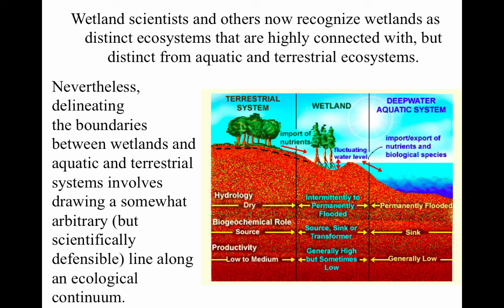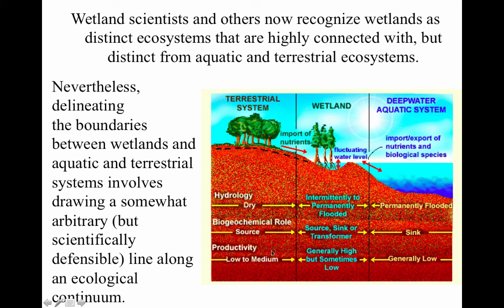So it's not like there's a line drawn on the earth that says this is a terrestrial system, and this is wetlands. And even the difference between wetland and the typical aquatic system is not always clear. But when these lines are drawn, they have to be done scientifically. So very quickly, the terrestrial system is dry, and the deep water aquatic system is permanently flooded, whereas the wetland is intermittently, but some of them are permanently flooded.